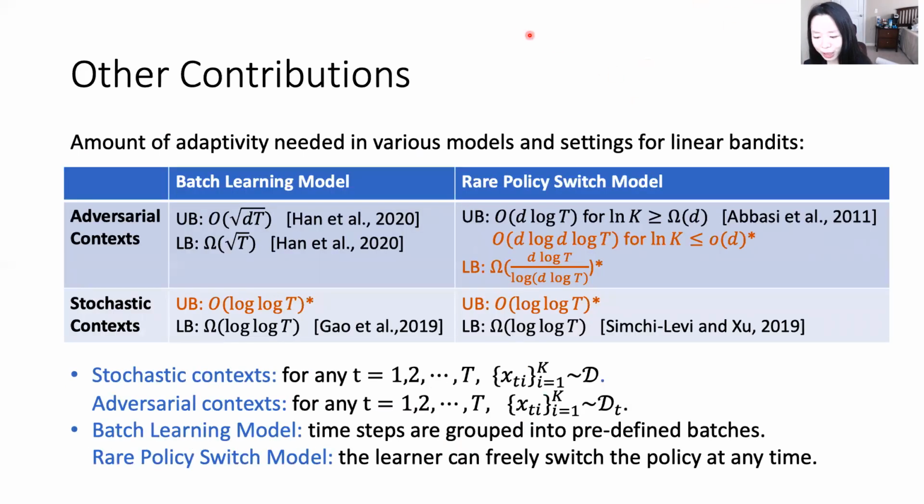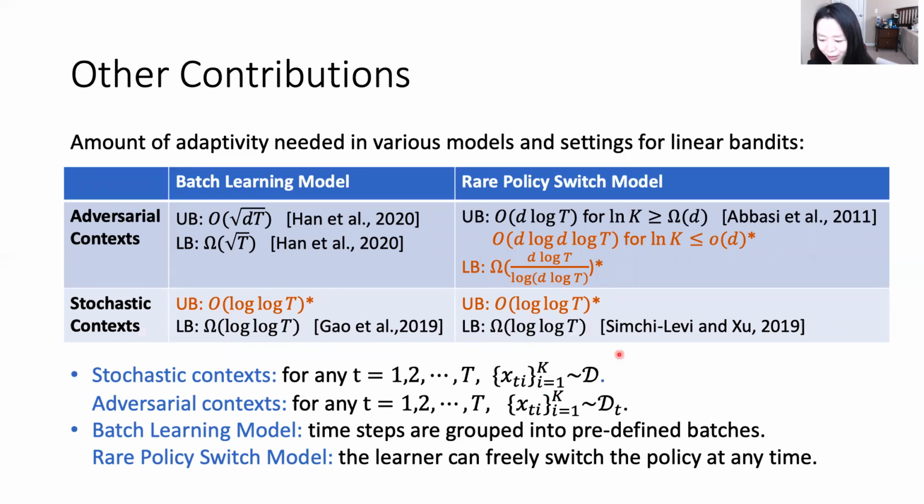Besides proving that we can use log T batches to achieve square root dT regret on the stochastic context in the batch learning model here, we also studied the amount of adaptivity needed to achieve optimal regret in linear bandits on the other models and settings, as shown in this table. In the policy switch model on the adversarial context setting, we also narrow down the upper bound and the lower bound up to some polylog factors.